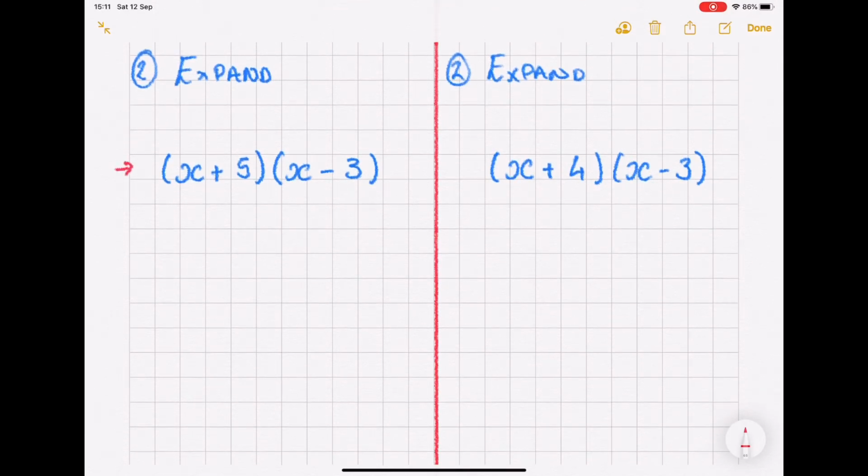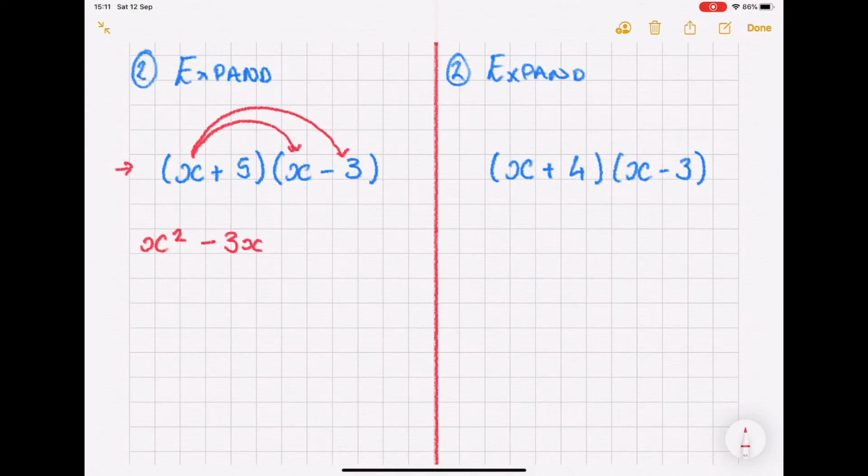Expand x plus 5, x minus 3. So if we use that FOIL method, let's expand the first two first. So x times by x gives us x squared. Now we're going to do our outers. So x times by negative 3 this time. So x times by negative 3 is negative 3x.